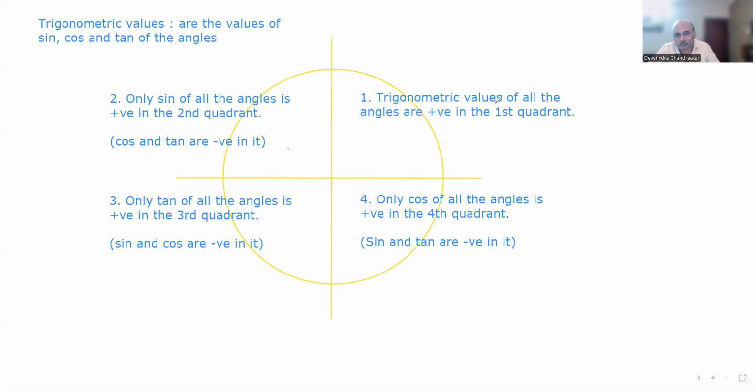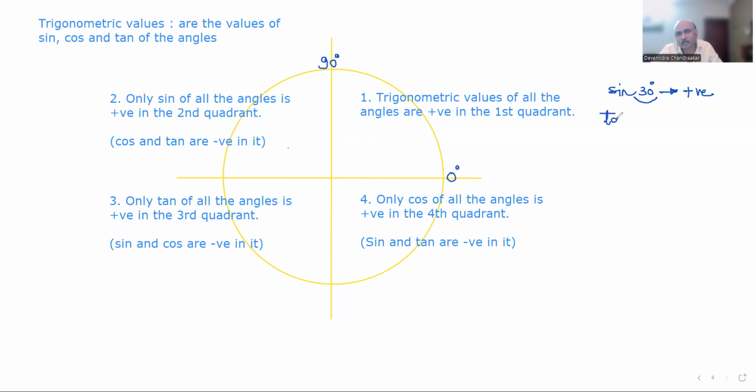So let's see some examples. Suppose I ask you, what is sine of 30 degrees? Positive or negative? First, you will check which quadrant this angle lies in. First quadrant. Shabash. In the first quadrant, sine, cos and tan are all positive, so the value of this will be positive.